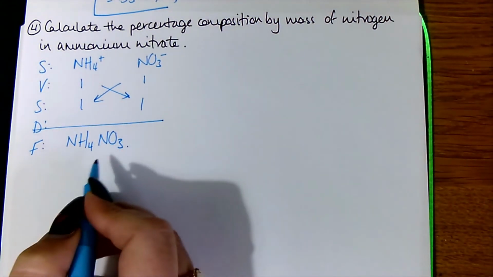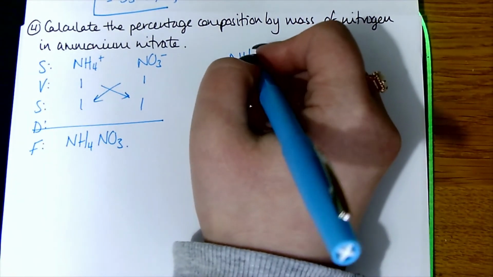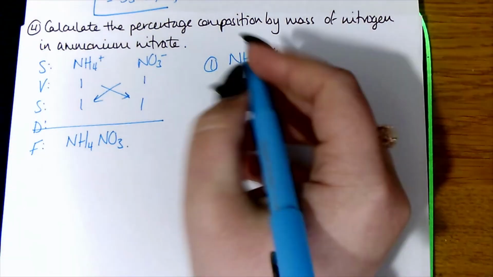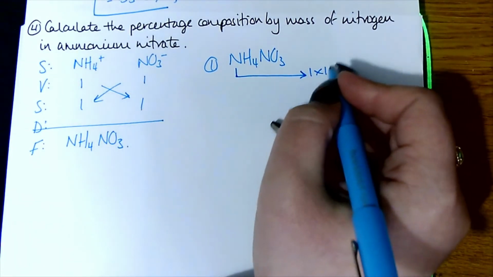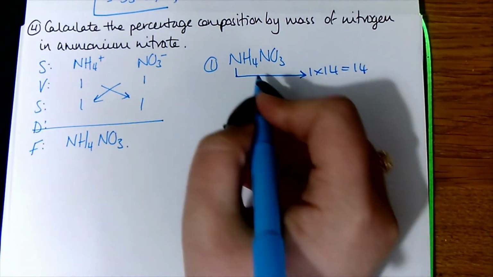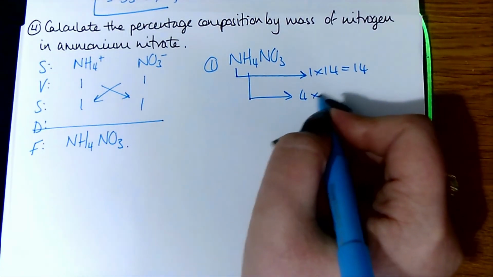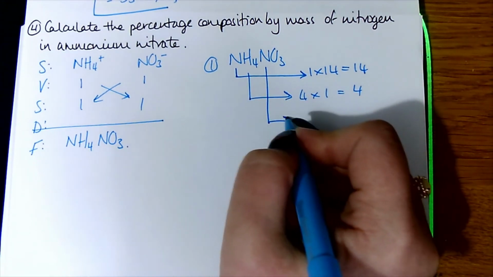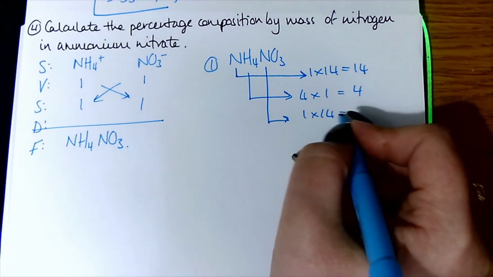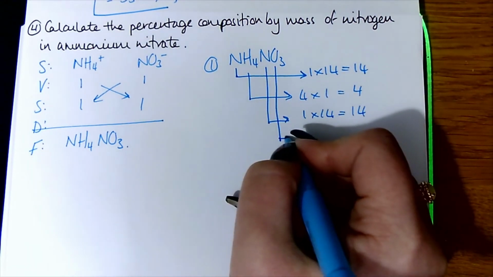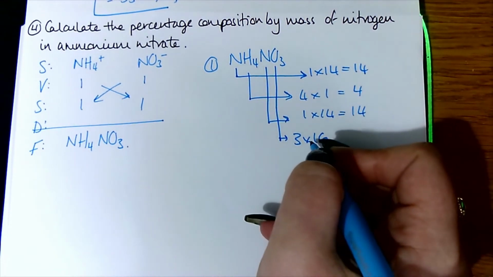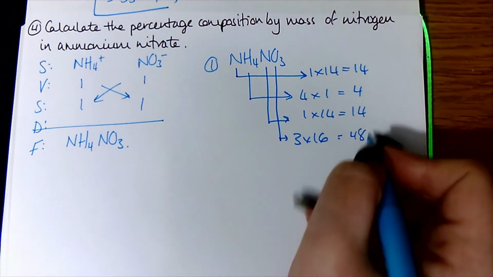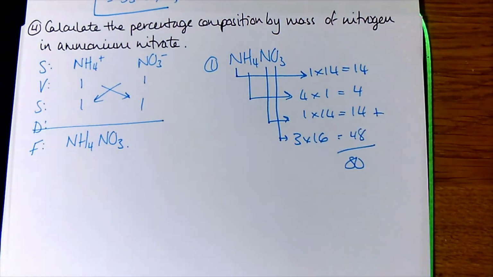We are now able to take this on and calculate the gram formula mass. So here we have 1 nitrogen and we have 4 hydrogens. We have another nitrogen that appears in the nitrate part of our formula, and we have our 3 oxygens. And when you add that up, you will get 80.